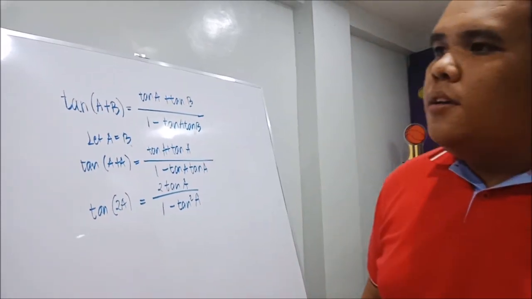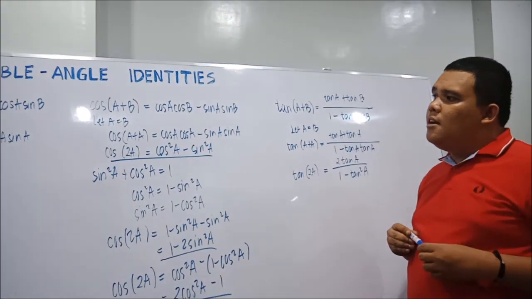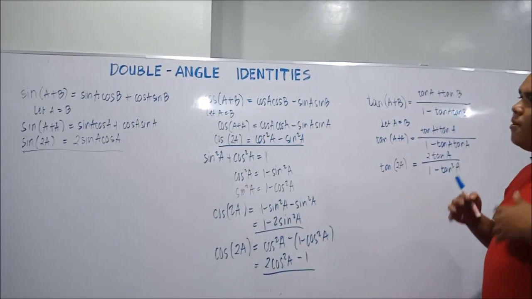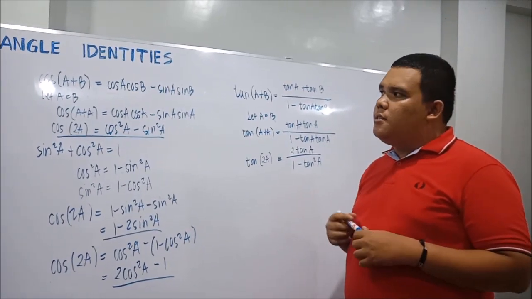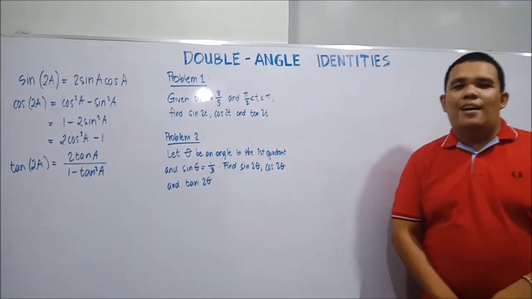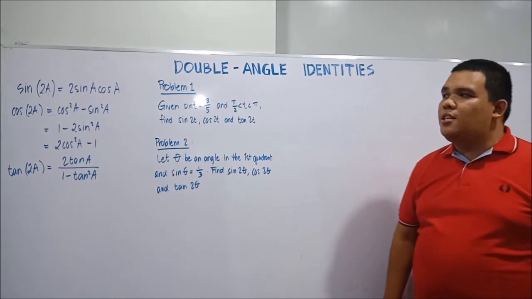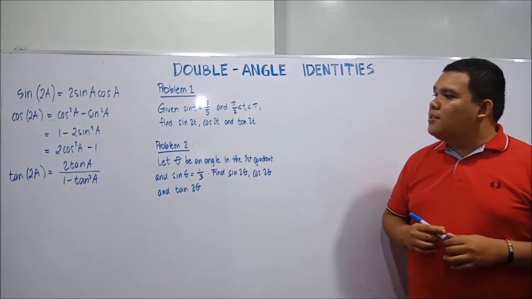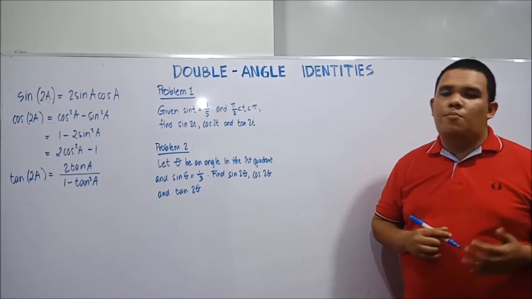So again, we have now derived the sine double angle, cosine double angle, and tangent double angle identities. We will make use of these in solving problems involving trigonometric identities, especially with double angles. Now, we will make use of the double angle identities for sine, cosine, and tangent in solving these two problems. This is finding the exact values for sine 2t, cosine 2t, and tangent 2t.